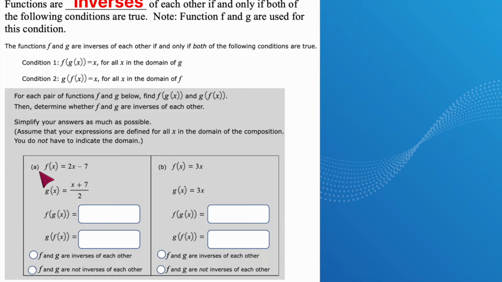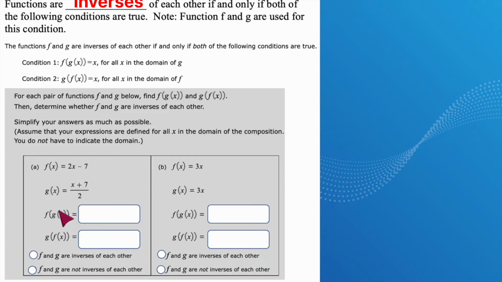So for this first part, A, we have f of x equals 2x minus 7, and g of x equals x plus 7 divided by 2. So we have our two functions. Remember, this is the second situation, we'll deal with that one separately. We're going to do part A first, work out both situations, and then we'll do part B.